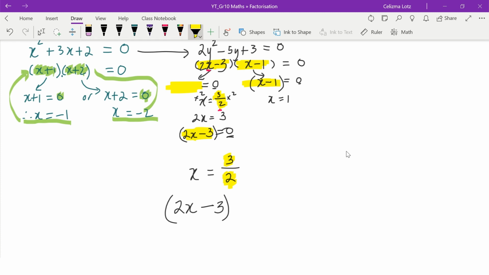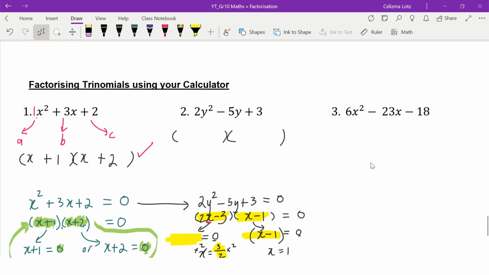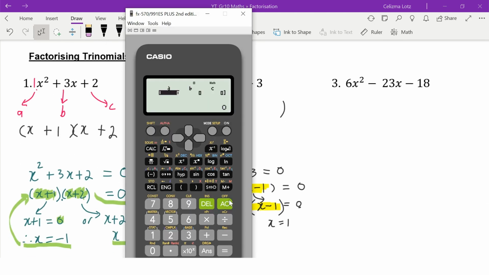Let's do one more for when it is a fraction. For this one, our a value is 6, our b value is negative 23, and then we've got negative 80. Equal, equal. All right, those are our solutions for x. Your calculator is finding the solutions, but we want to factorize, so we're going to work backwards.